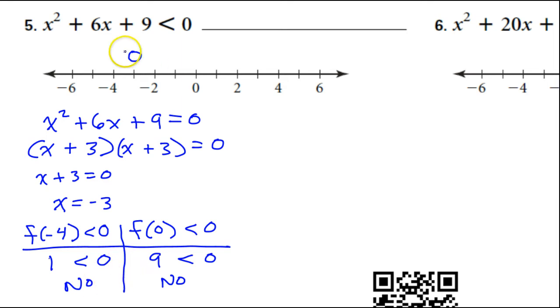Okay, so we have no solutions to the left, and we have no solutions to the right. -4 is not a solution, which means none of these are solutions. 0 is not a solution, which means none of these are going to be solutions either. And even this point, the -3, is not a solution because the function equals 0 here. So that means we have no solution.